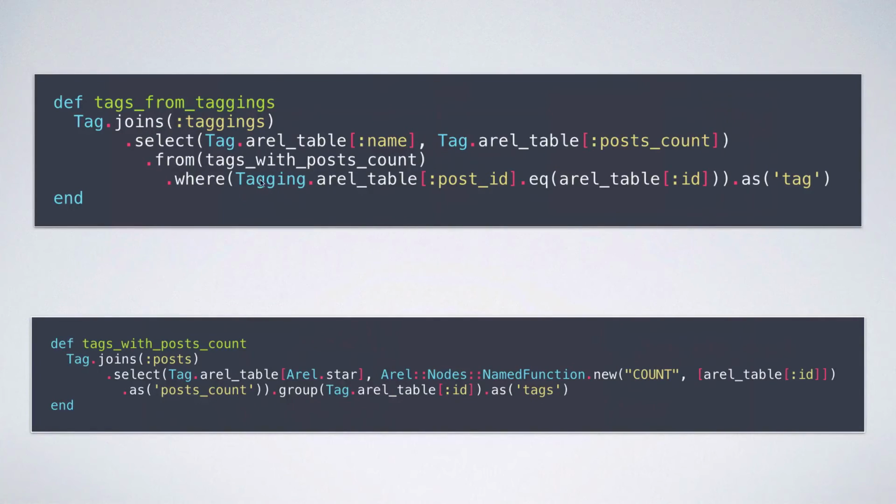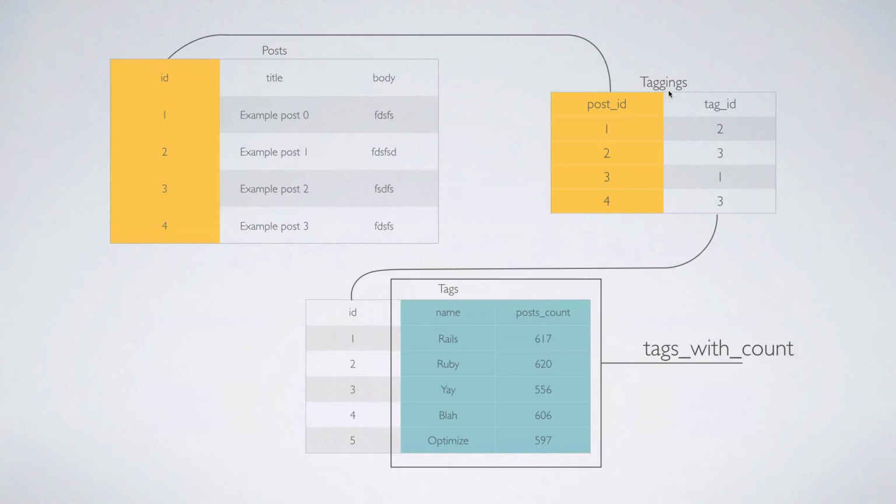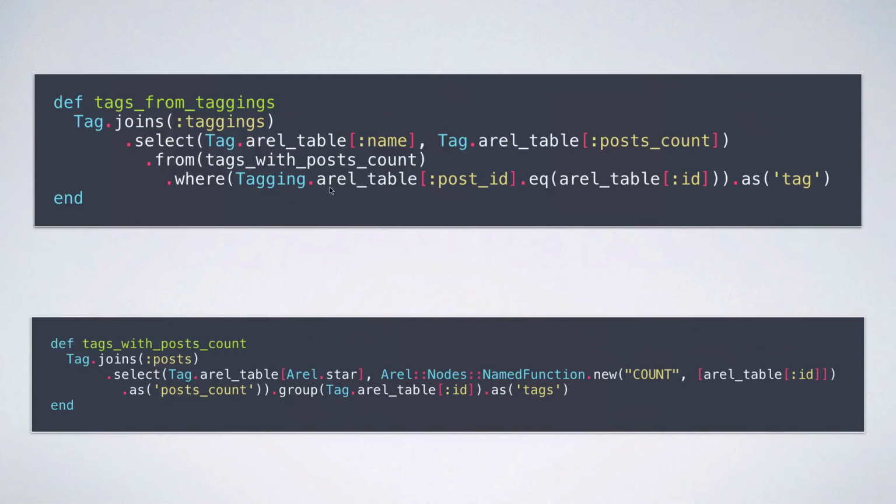Now, where tagging's AREL table, so we go back to that diagram for a sec. Tagging's post ID equals post.id, right? So if I go back to that query, tagging AREL table post ID equals AREL table. Again, we're not prefixing this with any class, which means it's going to default to the post, right? So this is like saying post.AREL table.id, right? As tag, right? So now once we get the result, we're going to reference it as the tag.